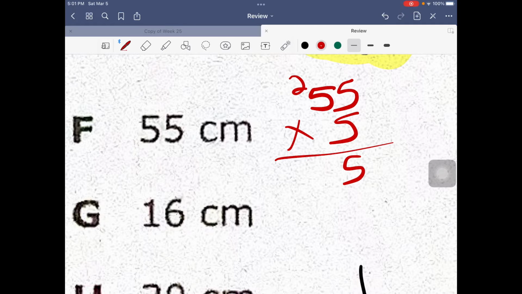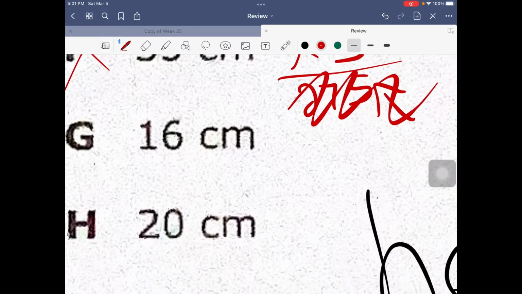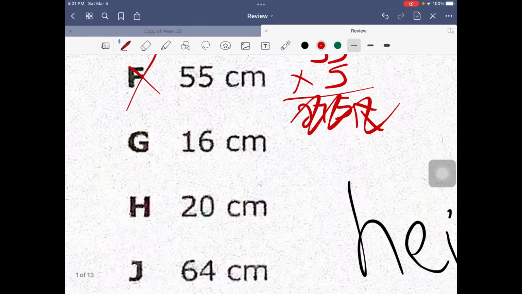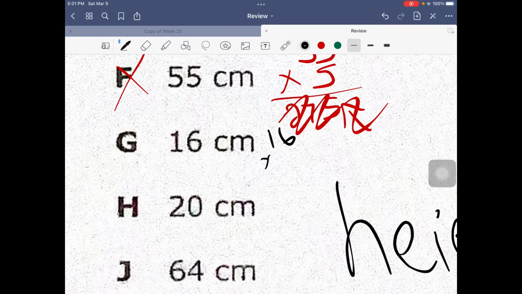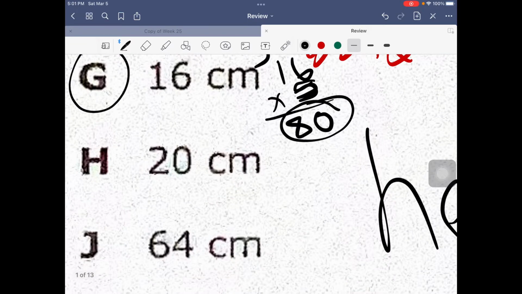What's 5 times 5? 25. 5 times 5 again, plus 2. Is that 80? No. Incorrect. 16 times 5. What do you think 16 times 5 is going to give me? Well, let's check. What's 5 times 6? 30. 5 times 1, plus 3? 8. 80.